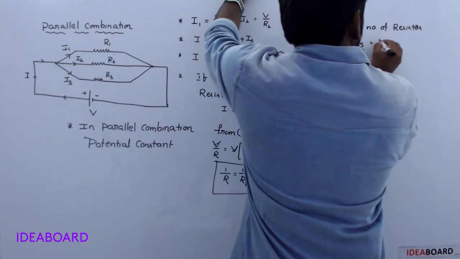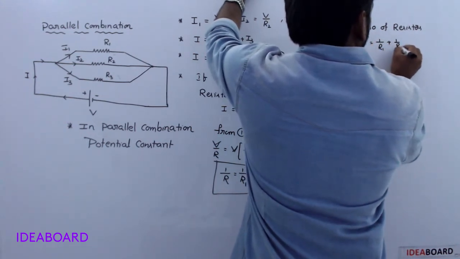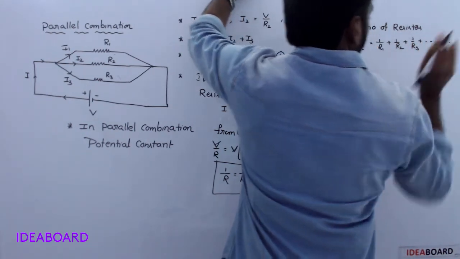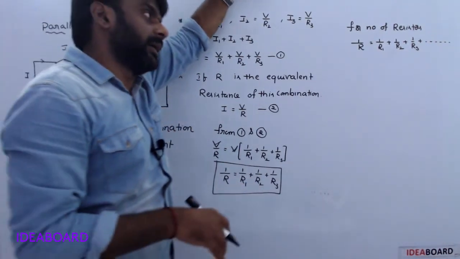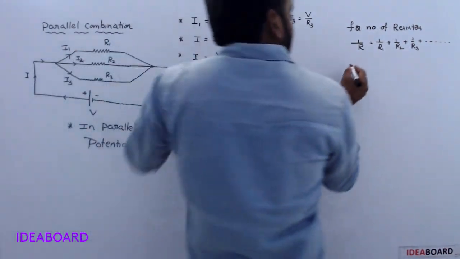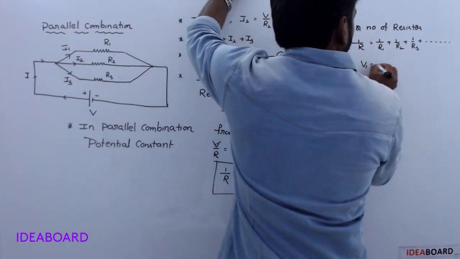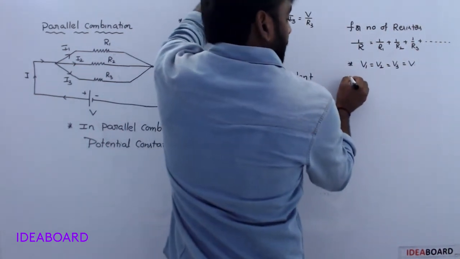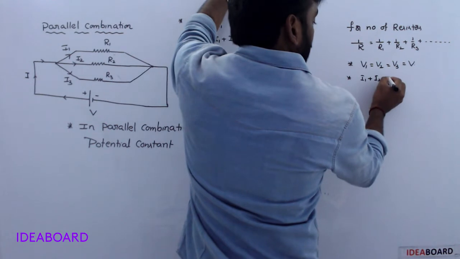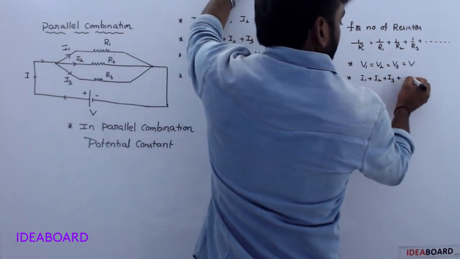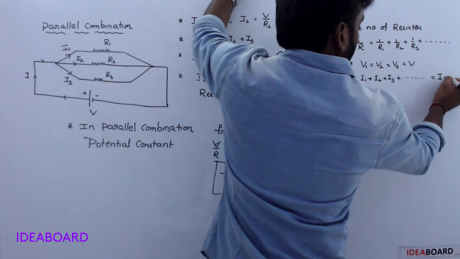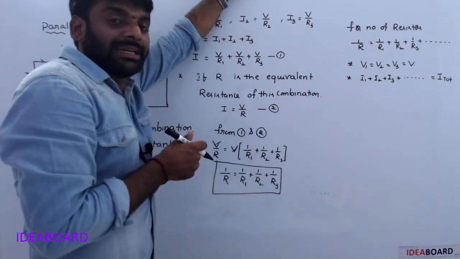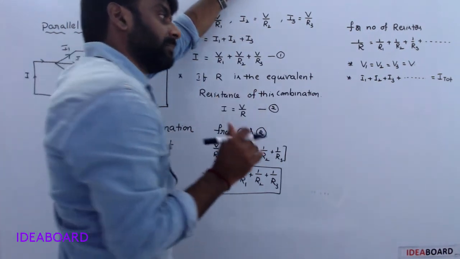1 by R is equal to 1 by R1 plus 1 by R2 plus 1 by R3 plus so on. You are adding. Understood? See, in this case, what about potential? V1 equal to V2 equal to V3 is equal to V. What about current? I1 plus I2 plus I3 plus so on is the total. If you consider a number of resistors, total current is equal to I1 plus I2 plus I3 plus so on.